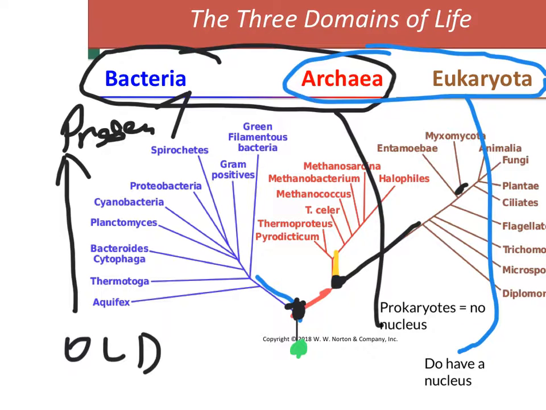Okay. And we know this because having a nucleus or not having a nucleus is just one trait. And it turns out there's a whole bunch of things that make archaea and eukarya more related to each other than either eukaryotes or archaea are to bacteria. Okay? They use more molecules in common. They share more genes in common, all kinds of things.